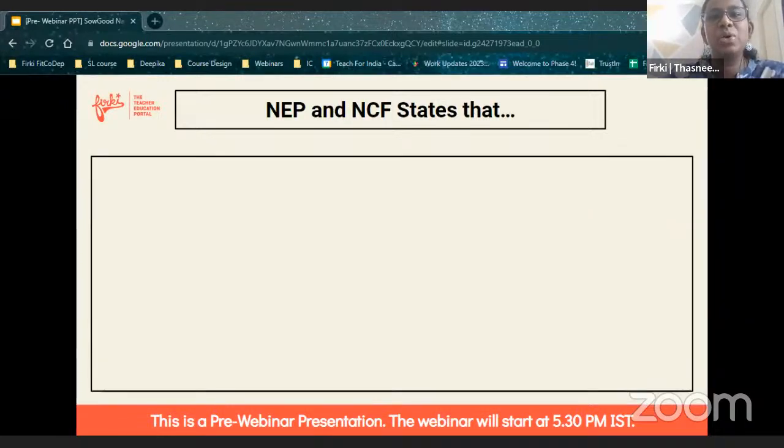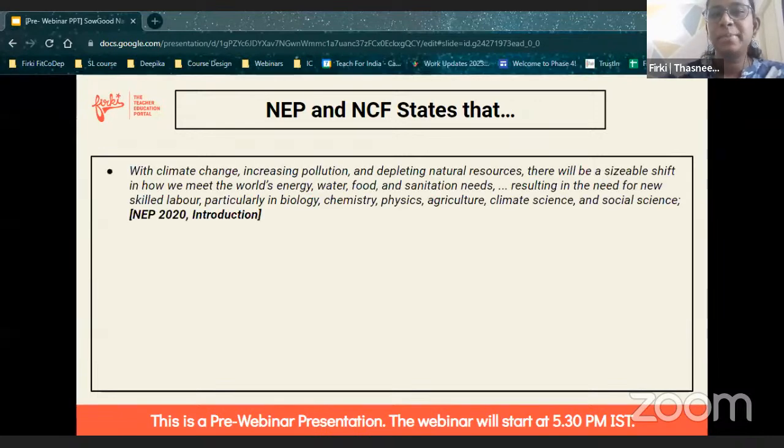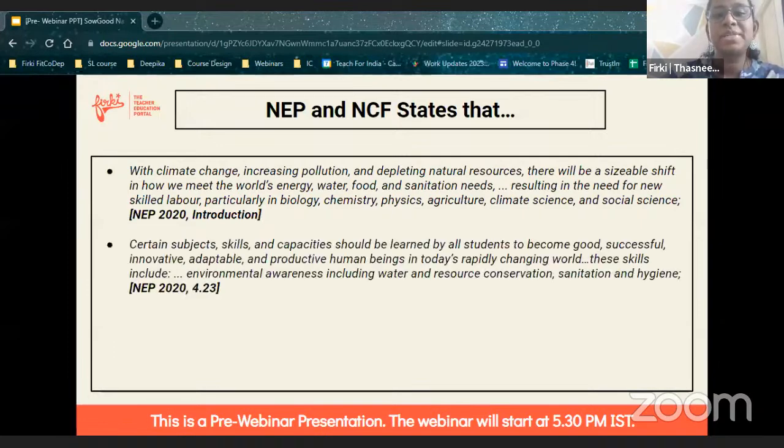Let us quickly take a look at what the National Education Policy and National Curriculum Framework highlights when it comes to environmental education. With climate change, increasing pollution and depleting natural resources, there will be a sizable shift in how we meet the world's energy, water, food, sanitation needs, resulting in the need for new skilled labor, particularly in biology, chemistry, physics, agriculture, climate science, and social science. This is given in NEP 2020 introduction. Certain subject skills and capacity should be learned by all students to become good, successful, innovative, adaptable, and productive human beings in today's rapidly changing world. These skills include environmental awareness, including water and resource conservation, sanitation, and hygiene.